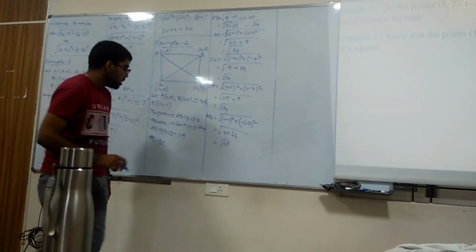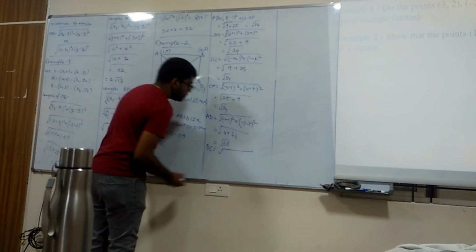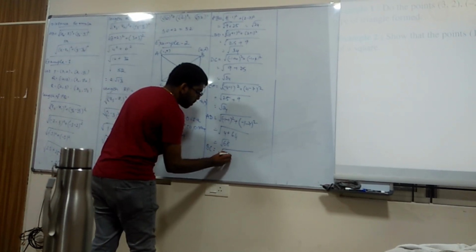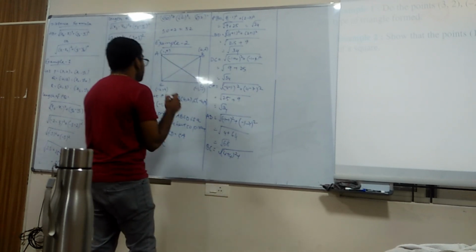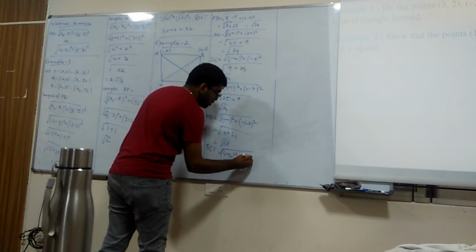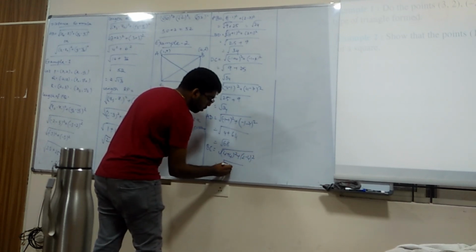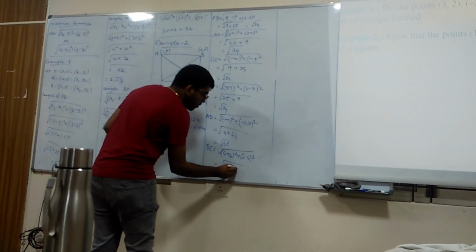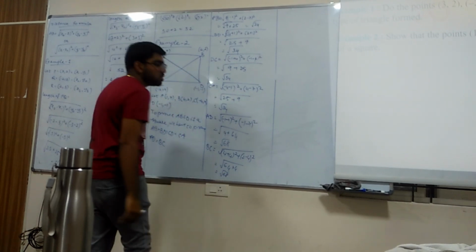Okay. Similar way, find out BC. Root of 4 minus of minus 4 is 4 plus 4, the whole square, plus 2 minus 4 the whole square. 4 plus 4 is 8, 8 square is 64. 2 minus 4 is minus 2, minus 2 square is 4. How much is this? Root 68.